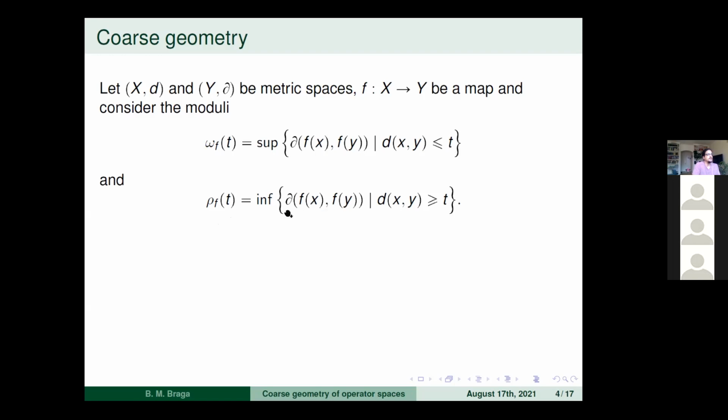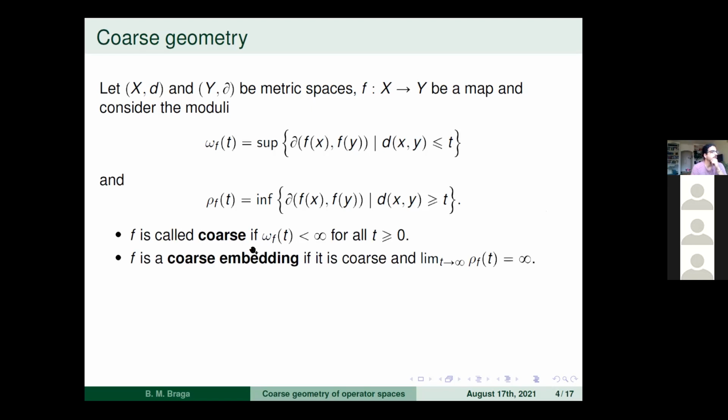And here is the opposite. It says how much the points in the image must be far away from each other, given that the points in the domain were at least something specific away from each other. So with those two moduli, we say that the map is coarse if omega F of t is finite for any t. So this is saying that given a specific diameter t in the domain, if I look at the image of a set of diameter at most t, my image will have diameter at most omega F of t. So I'm sending bounded things to bounded things, and in a uniform way where the uniformity is given by this modulus here.